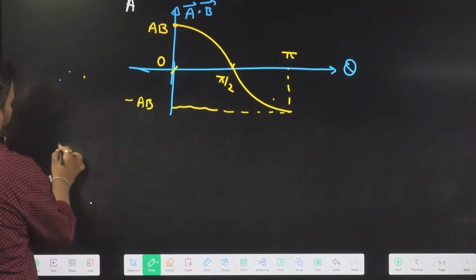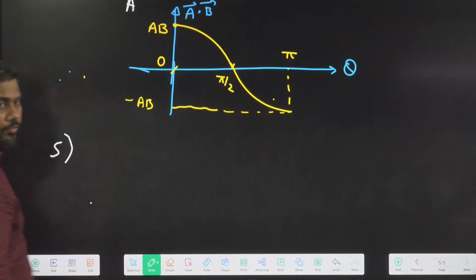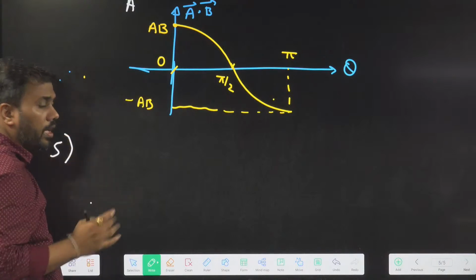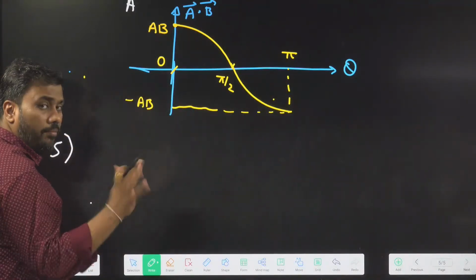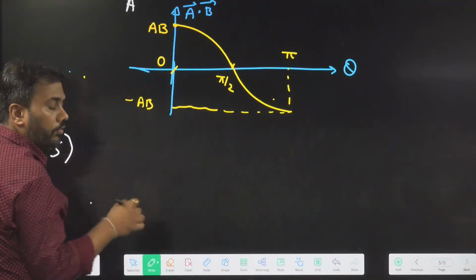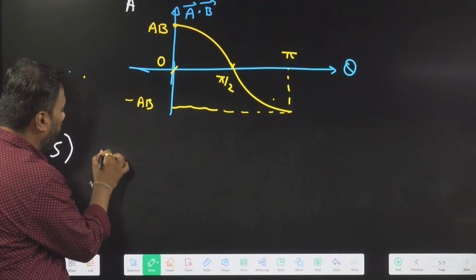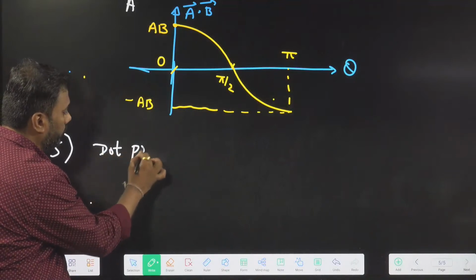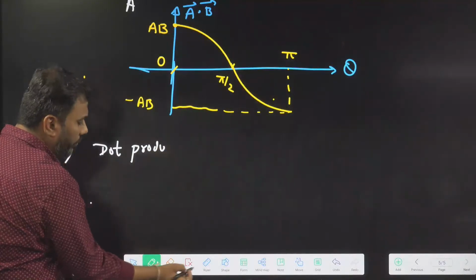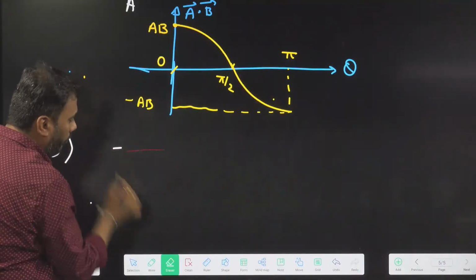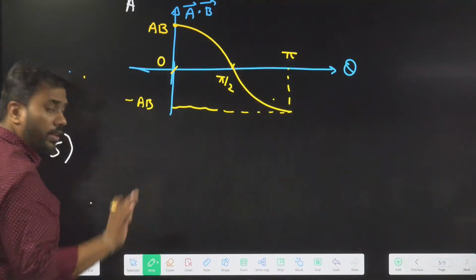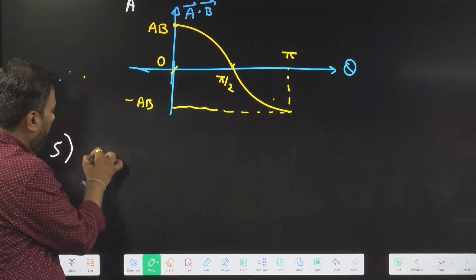This was the property. Fifth point. Dot product can be done when we know vectors in component format. So dot product in component format. Before that, just a minute. Before component format, we will take the dot product of unit vectors.